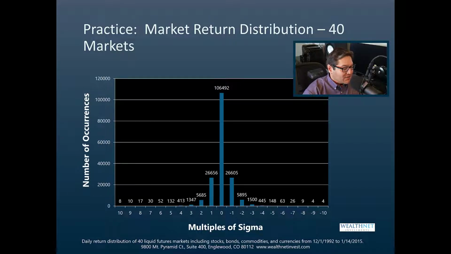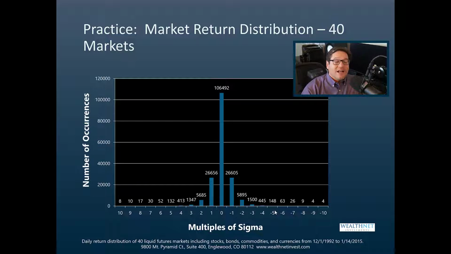What I'm showing here is, if you can see, there are numbers above each one of these bars. That tells you the number of occurrences that we've had of certain sigma events. For example, we had 26,656 days that were within 1 standard deviation, and within 2 standard deviations, 5,685 days. And you can see 132 plus 5 sigma events, and minus 5 sigma events, 148. That's a much higher probability than you would actually get in a normal distribution.